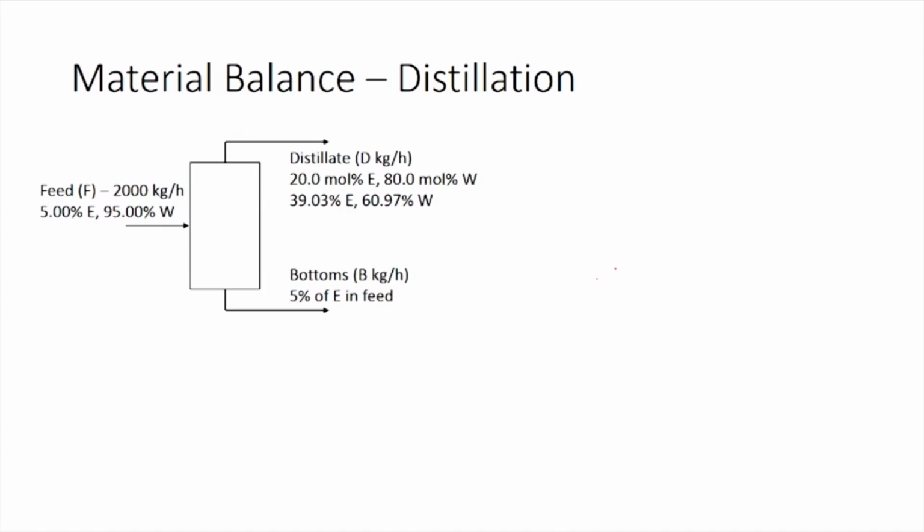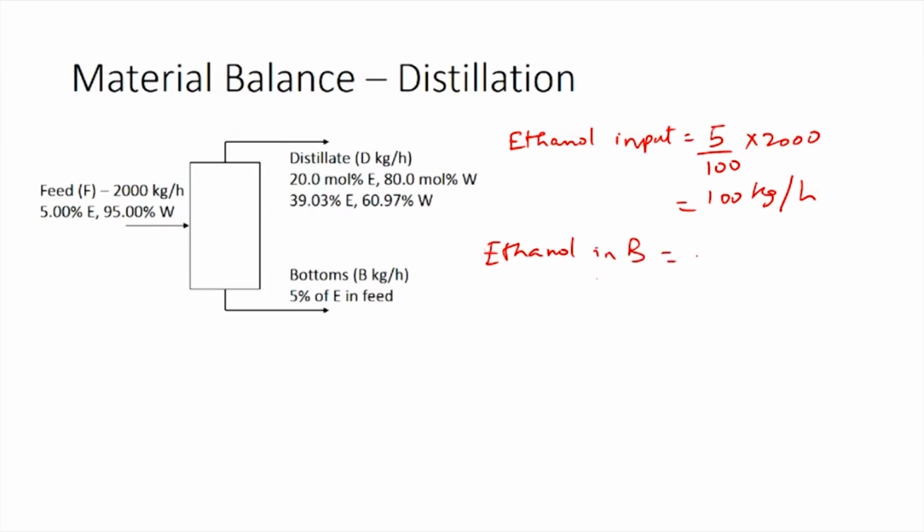So, we can calculate the amount of ethanol entering into the system as ethanol input is equal to 5% of 2000 kilograms, which is 100 kilograms per hour. Out of this 5% leaves through the bottoms. So, ethanol in bottoms would be equal to 5% of this 100 kilograms entering, which is basically 5 kilograms per hour leaving through the bottom stream.